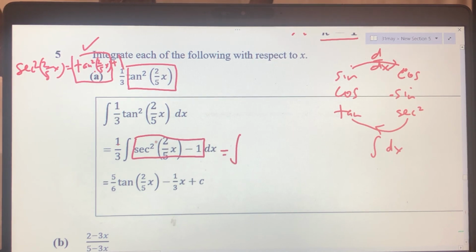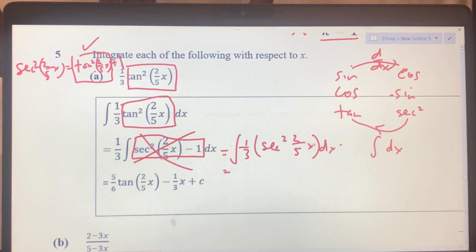That means you don't write like that. You write it as 1/3, that means the 1/3 stays. This fella you change it to, sorry, minus 1. Then can you integrate now? Now you throw in this fella.